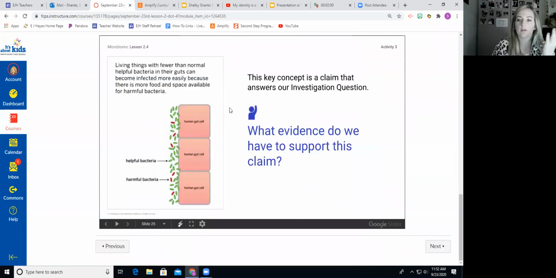So our investigation question, this is the claim to that question. So living things with fewer than normal helpful bacteria in their guts can become infected more easily because there is more food and space available for harmful bacteria. Now, what evidence do we have to support this claim? What kind of evidence can we pull? Where can we pull that evidence from?